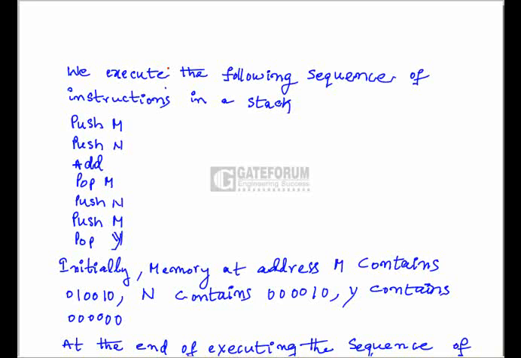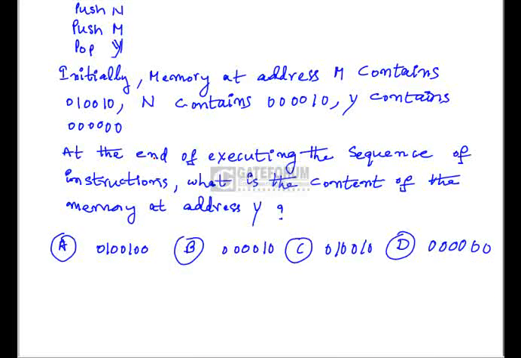We execute the following sequence of instructions in a stack: push M, push N, add, push M, push N, push M, pop Y. So these are the sequence of instructions in a stack which you are using. Initially, memory at address M contains 010010 and N contains 000010 and Y contains 000000. So at the end of executing the sequence of instructions, what is the content of the memory at address Y? We need to find out the content of memory at address Y.